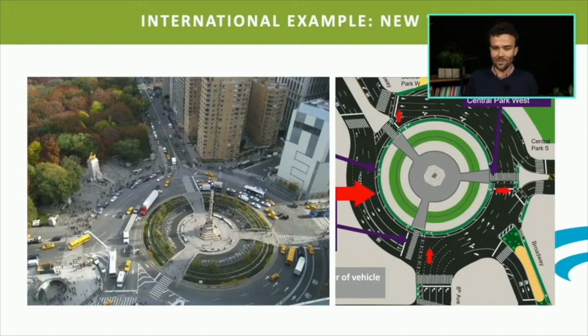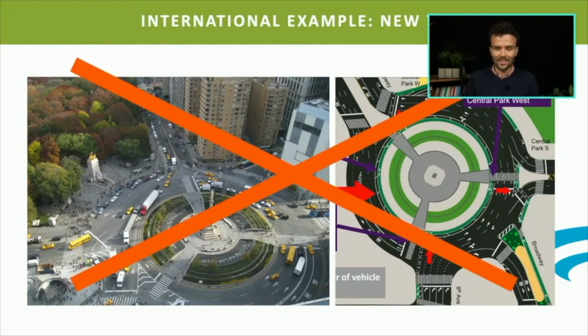New York does have a tendency to put their bike lanes on the left-hand side of cars, so that might clarify why they chose this type of design, but in the end it's not going to generate the results that you want. So try and keep the cyclist on the outside of the roundabout and not on the inside. So don't do that.